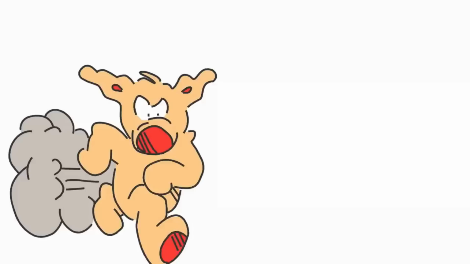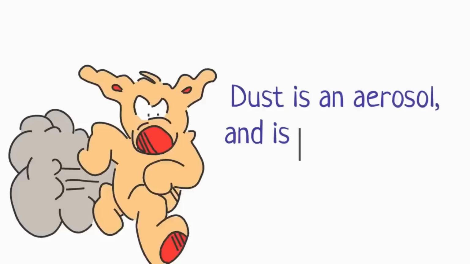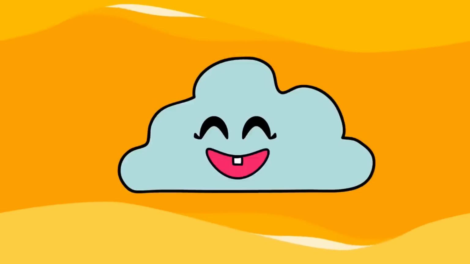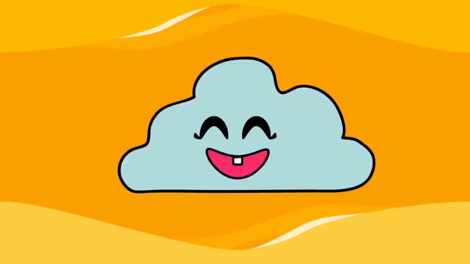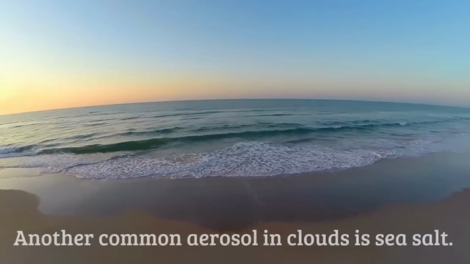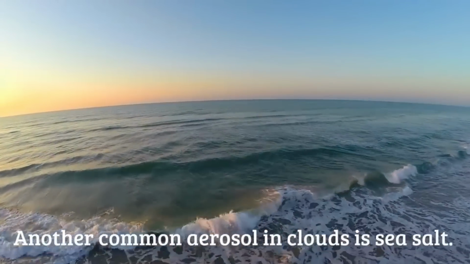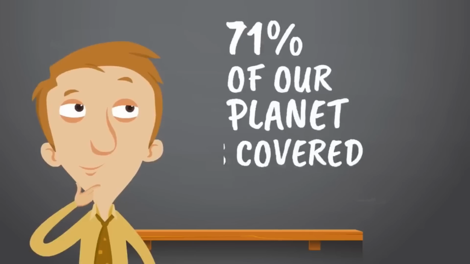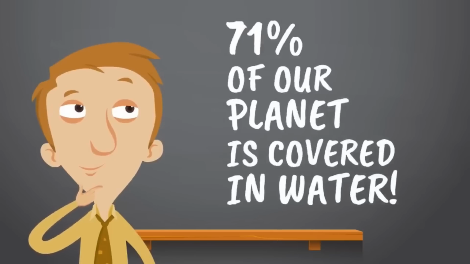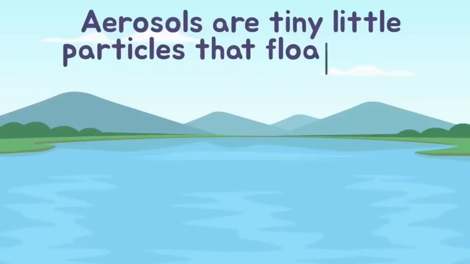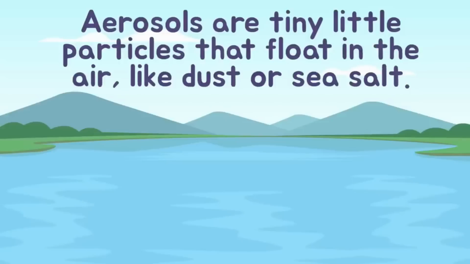Okay, this dog is kicking up a lot of dust. Dust is an aerosol and is found in many clouds. Who knows, Rover? Maybe the dust you are kicking up as you run may become part of a cartoon cloud someday. Who knows? Another common aerosol in clouds is sea salt. Sea salt particles are very common in our atmosphere because 71% of our planet is covered in water. Okay, so aerosols are tiny little particles that float in the air like dust or sea salt.